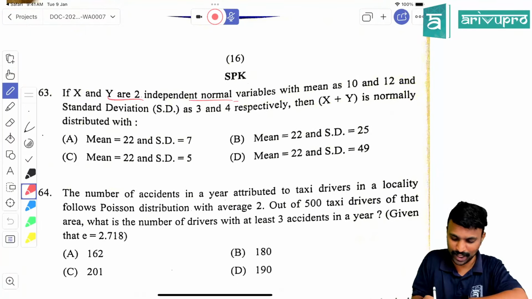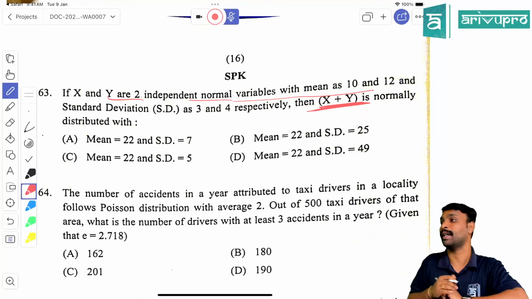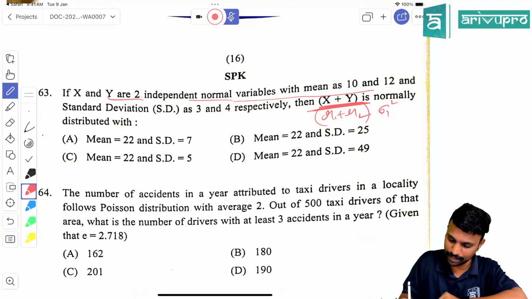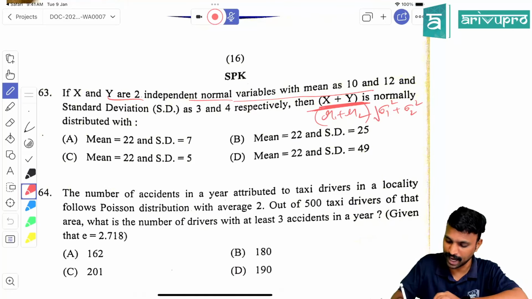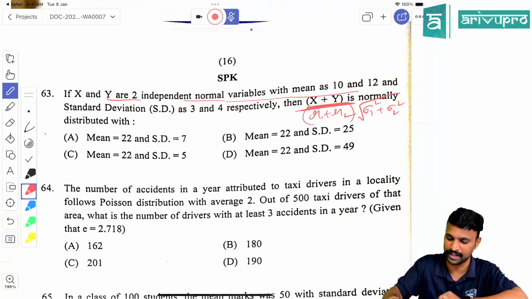X and Y are the 2 independent normal variables. They are asking the parameters of x plus y. That means mu1 plus mu2, then sigma 1 square plus sigma 2 square. They are not asking the variance, they are asking standard deviation. If you see all the options, it is standard deviation. Therefore, standard deviation is root of sigma 1 square plus sigma 2 square.